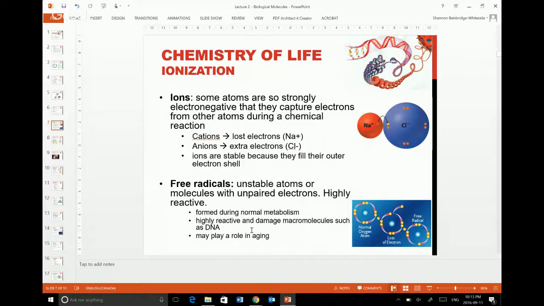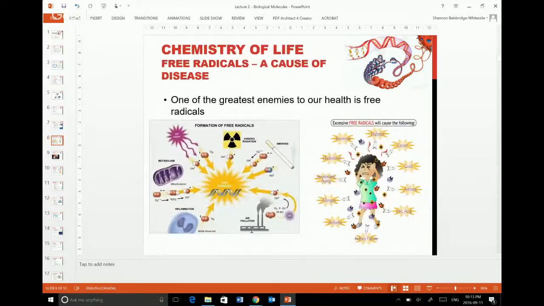If we cannot clear these free radicals, they can be quite damaging. They can damage macromolecules such as DNA, for example, and cause mutations. There's quite a bit of suggestion that free radical formation plays an important role in the process of aging. As I mentioned, free radicals are recognized as one of the major contributors to disease, and that's why there's a big booming market, at least in the nutraceutical world, in the formation of antioxidants to try and combat free radical formation.